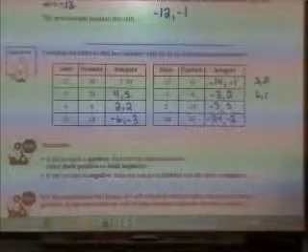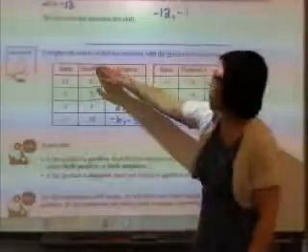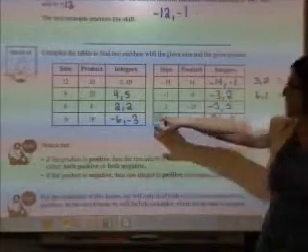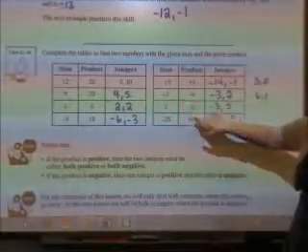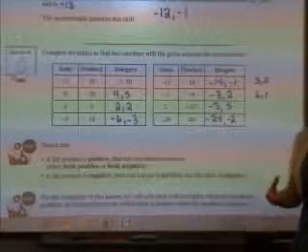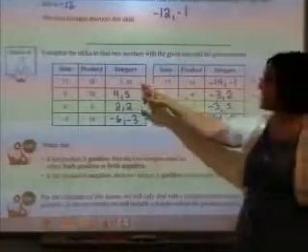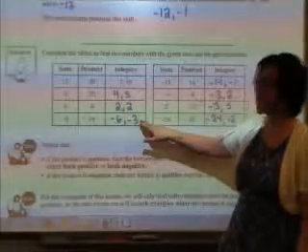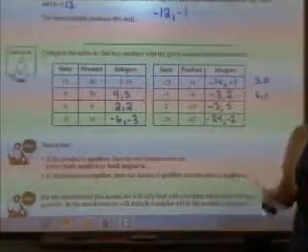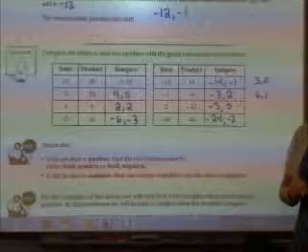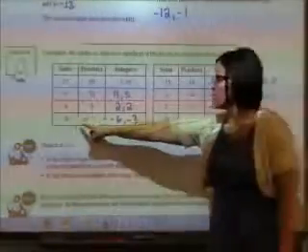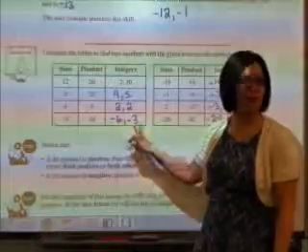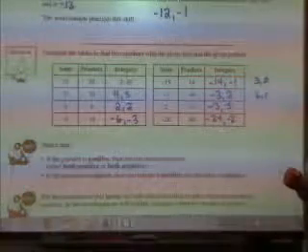Patterns that you may have noticed. When my product is positive, so those were this first column and these two, my integers have to have the same sign. Either they're both positive or they're both negative. How do I know when they're both negative? When the sum is negative. So when the sum is negative and the product is positive, my integers have to be negative.